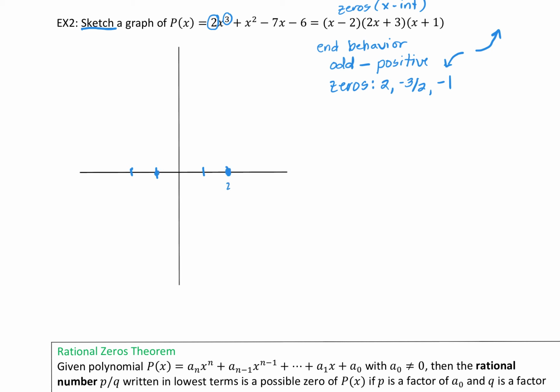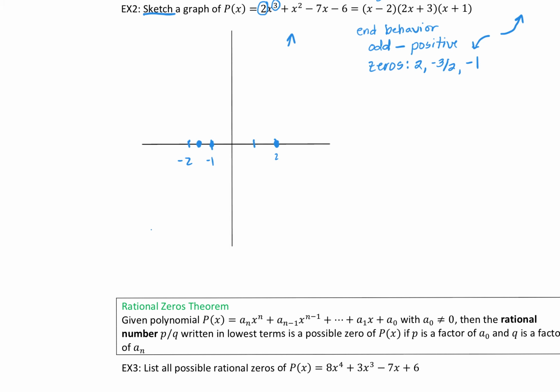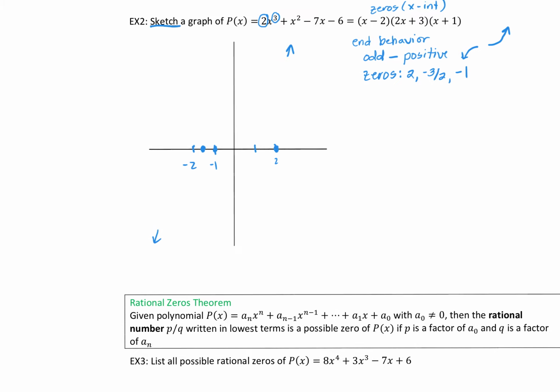So here we have 2, negative 1, negative 2. One between negative 1 and negative 2, so this would be the negative 3/2. Well, those zeros are very close together. Now think about the end behavior. We have a positive infinity, and then down here we have a negative infinity.